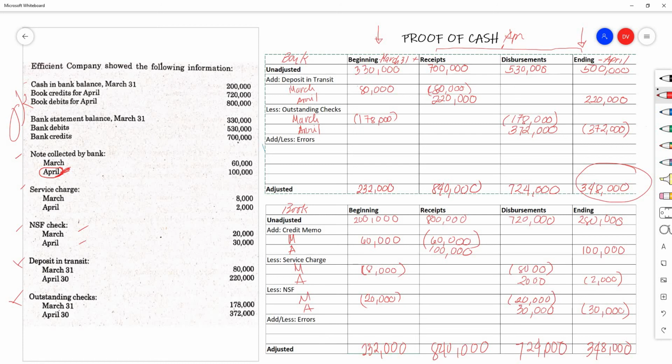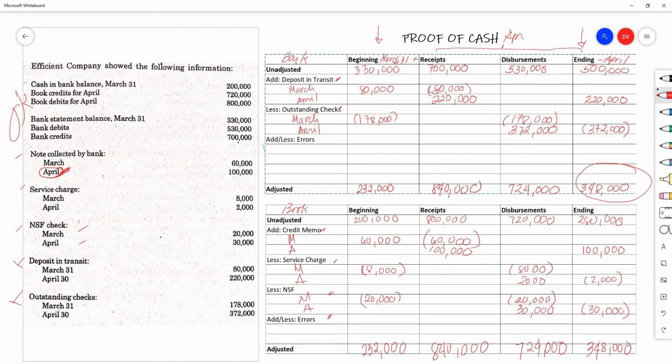Now, yun yung concept. Kung tamad kayo mag-analyze ng concept, pero I would suggest that you analyze the concept. Pero kung tamad kayo, tingnan nyo to. Ang deposit in transit, this is a receipt. Ang outstanding check, this is a disbursement. Ito, receipt, disbursement, disbursement, disbursement. I will teach you a shortcut.